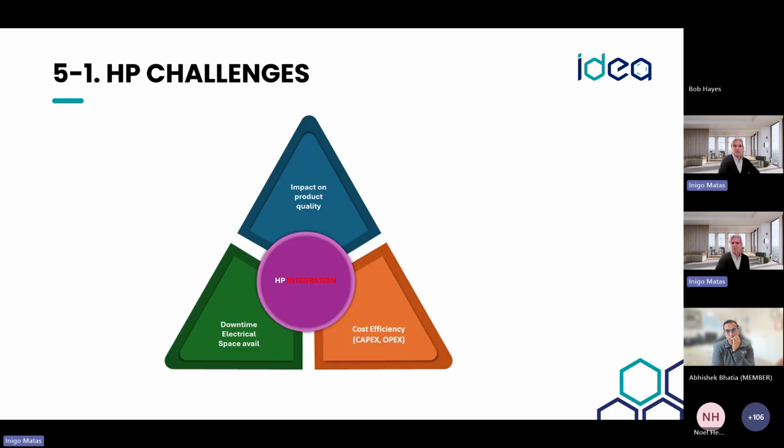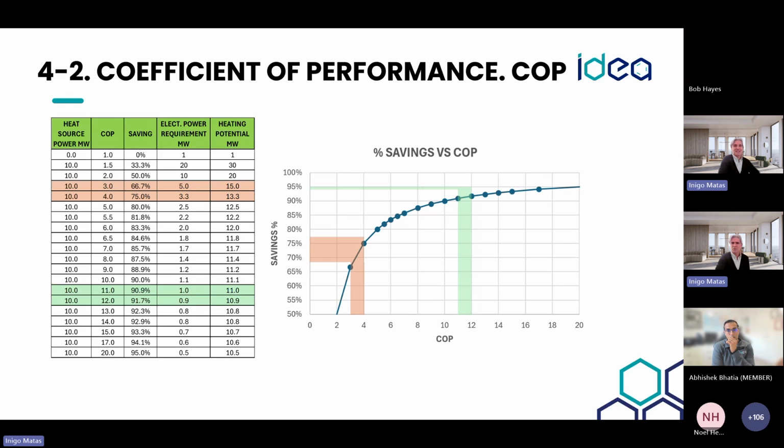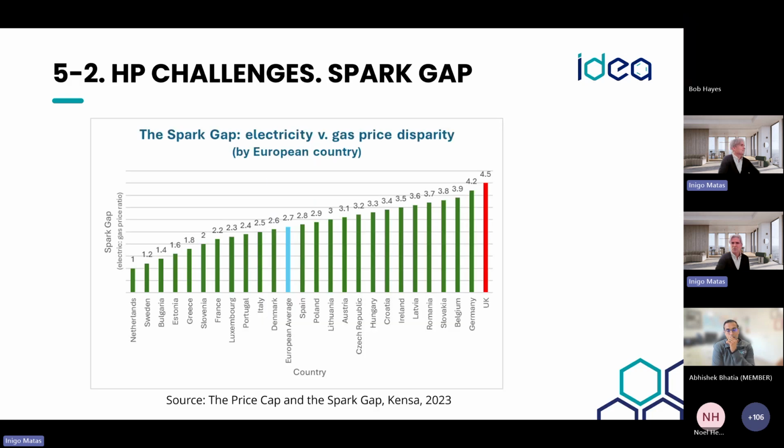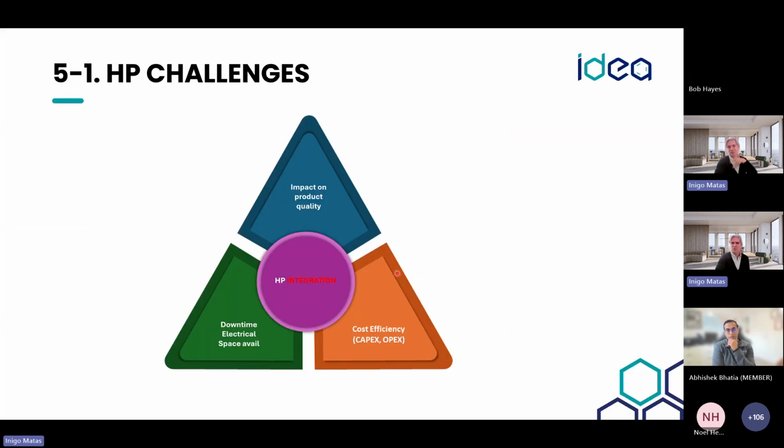Okay, very related with this part. Sorry, I thought I had a slide here. Sorry. Is the spark gap? I will show it in the same way.